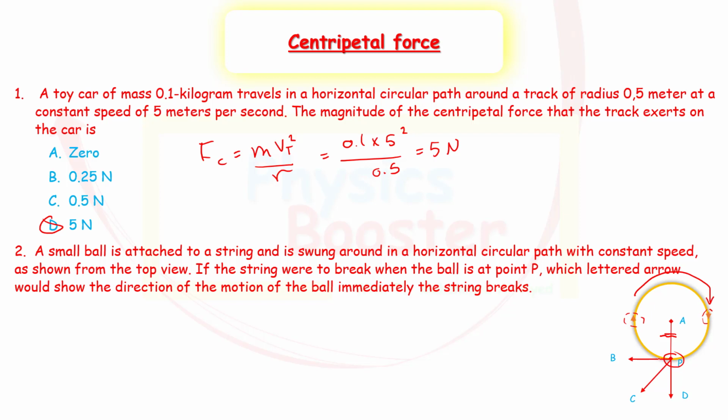Okay, now we can say that the tangential velocity is in this direction right here, vt, and here we have Fc and the other arrow. Actually, they don't represent anything. Now, which lettered arrow would show the direction of the motion of the ball immediately after the string breaks? Well, actually, the object will go with direction B. Why is that? Because it's in the direction of the velocity, and the object always goes in the direction of the velocity, so the answer is B.